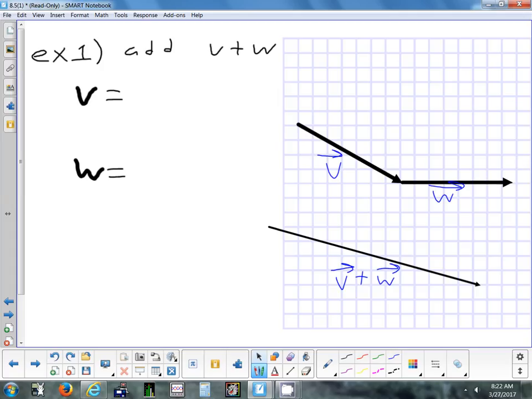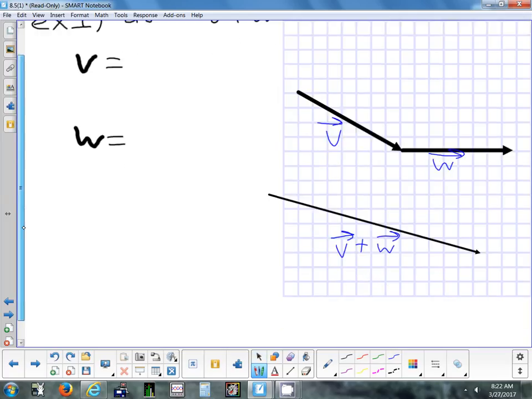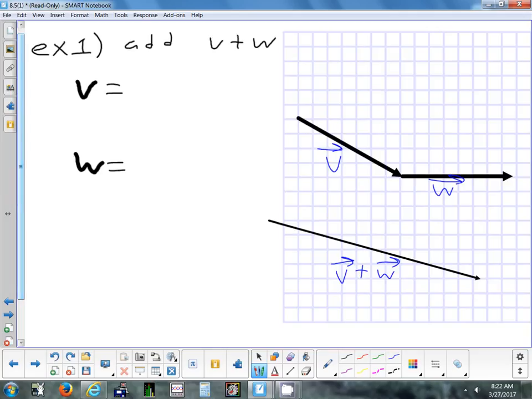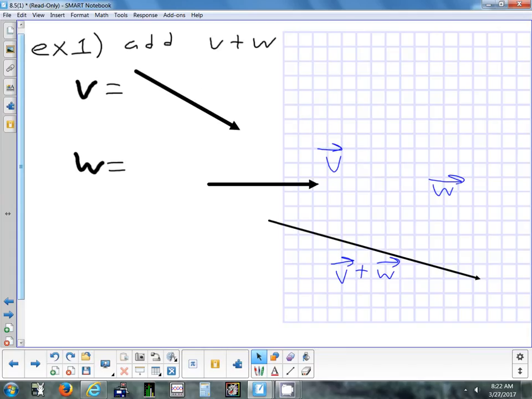Okay, any questions on that? So one kind of question I could give you on a test is I could say, here are the two vectors, V and W, and give you four choices for what you get when you add them up. I could have this one, I could have one pointing exactly the opposite direction, and I give you two other choices. But that is the correct answer.